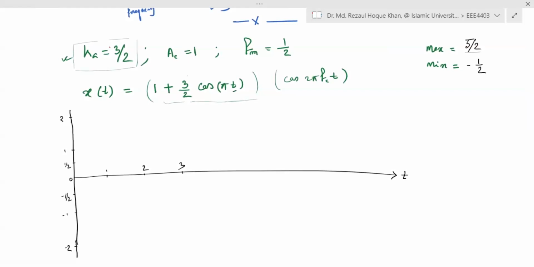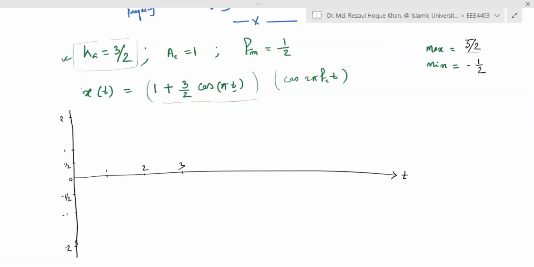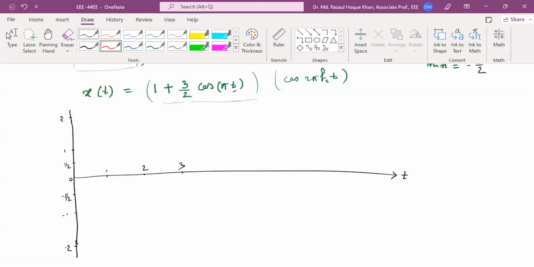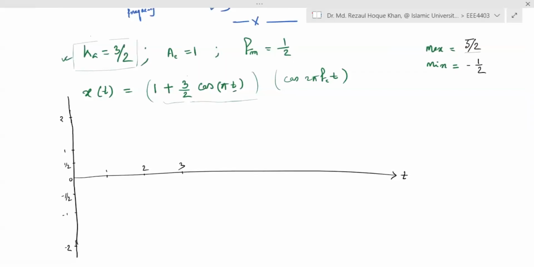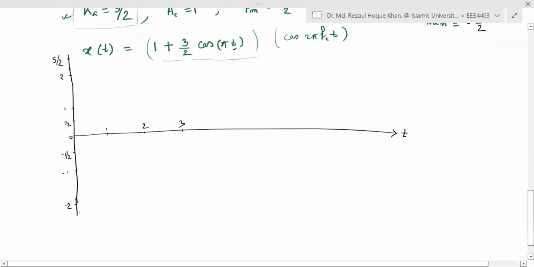For maximum value 5/2, which is actually 2.5, right? We made some mistake there. It should be somewhere here, 2.5, which is actually 5/2, and 2.5 will be somewhere here, minus 5/2.